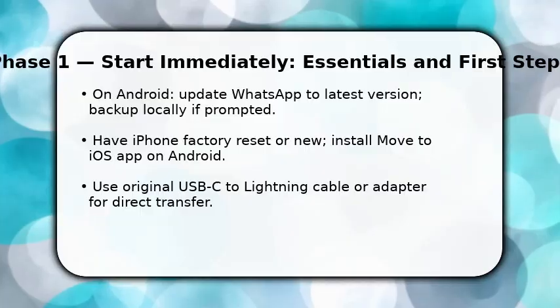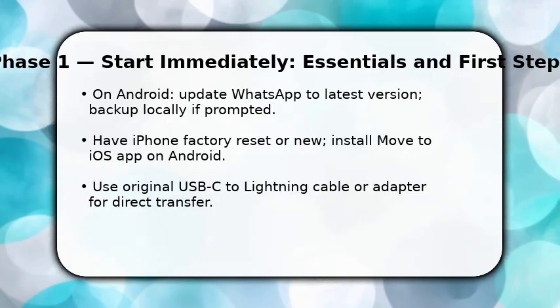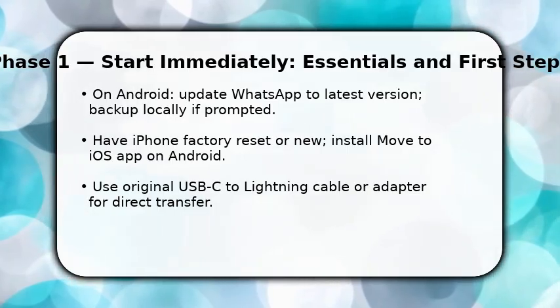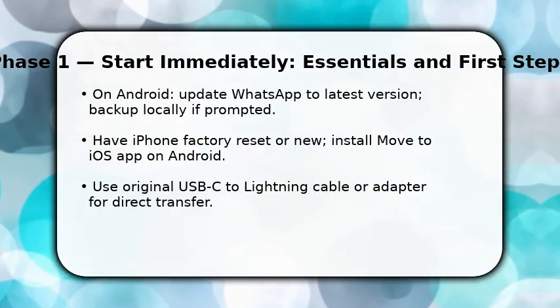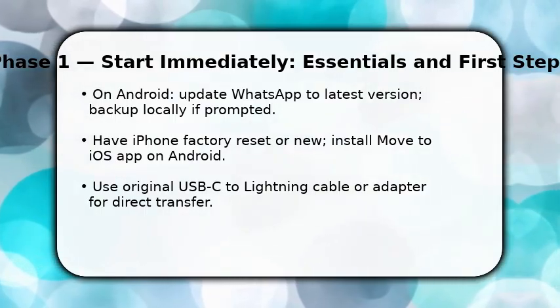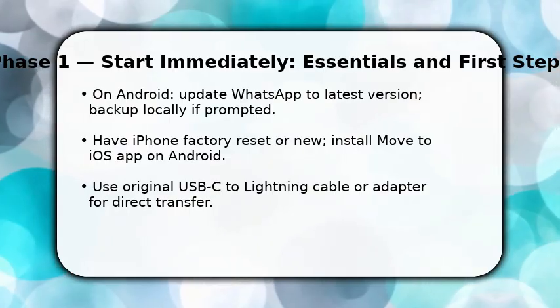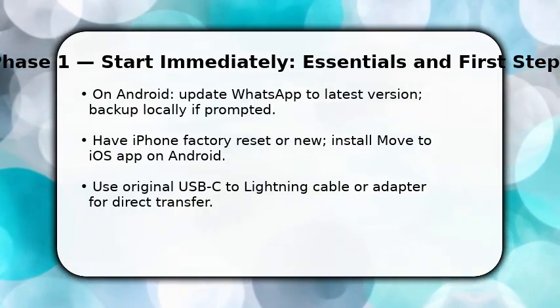Enjoy the video. You begin by preparing both phones. Update WhatsApp on Android and confirm a recent local backup. This preserves media and messages for export. Make sure the iPhone is new or reset, because Move to iOS requires a clean device.